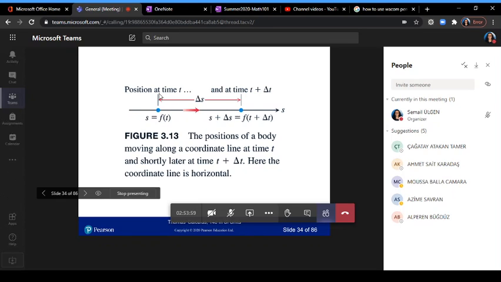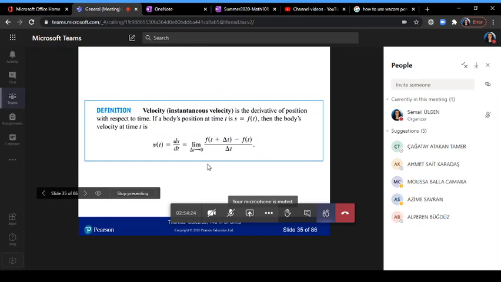So again, position at time t is f of t. Position at time t plus delta t, after delta t minutes, is s plus delta s, which is f of t plus delta t. Actually, this delta s is the displacement. So initially it was s, and then we add delta s displacement, and this is the new position of the body. This type of pictures are useful. You're going to see that.